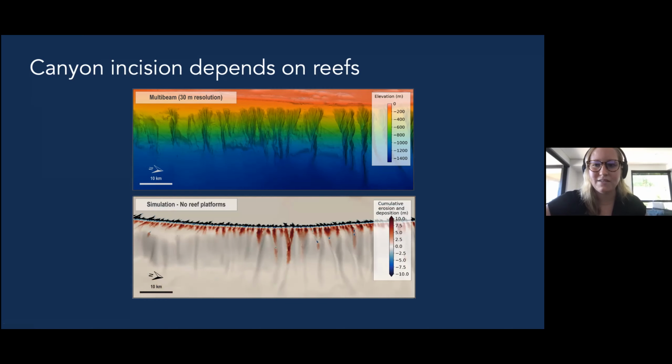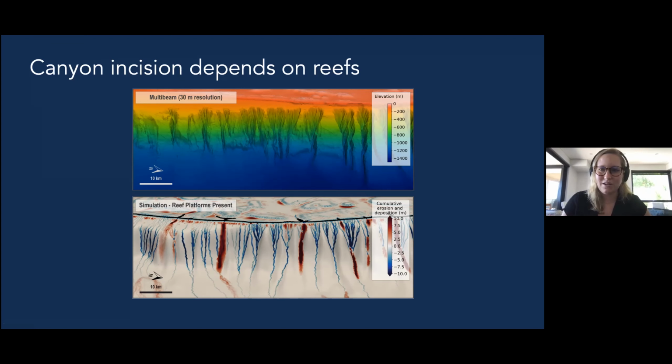And so we get, instead of canyon incision, this net deposition on the slope. And we thought this was very odd because we knew that the carbonate platforms in the previous simulation were blocking and rerouting lowstand rivers, preventing them from actually accessing these parts of the slope. So the mechanism for incision wasn't obvious at first, but then we realized that the carbonate platforms were actually providing a lot of steep topography and positive relief.